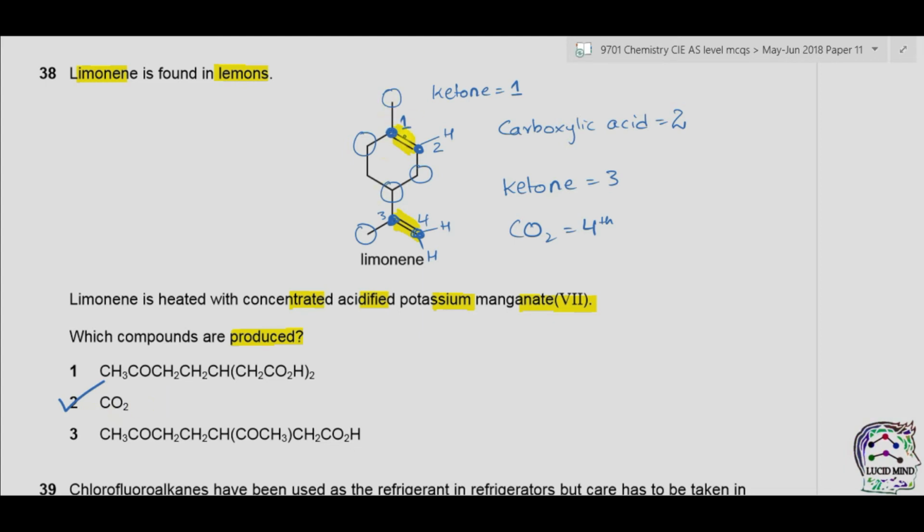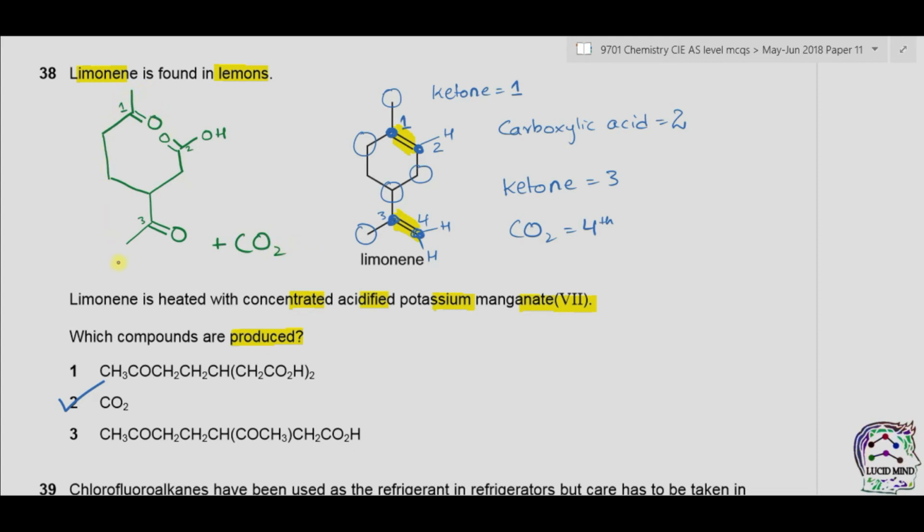Let's draw the product that is formed upon oxidation. So this carbon will convert into a ketone as this is the first carbon. This is the second carbon. It will convert into a carboxylic acid. This is the third carbon atom, and it will convert into a ketone. And this fourth carbon atom will convert into CO2.